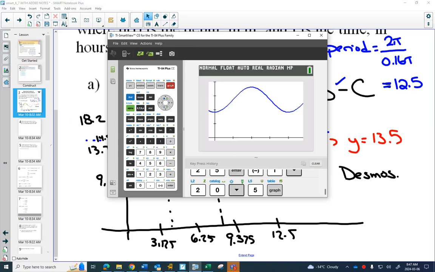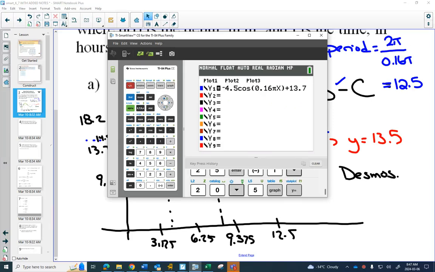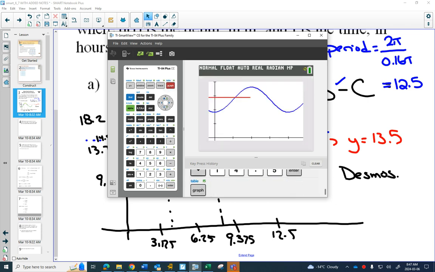In particular, I want to find out when this graph hits the 14.5, so I can go back to y equals, and in y2, I can type in 14.5. If I graph that, now there's going to be a red line at 14.5, and here is the highlighted part. The very nice thing about technology is it lets you solve for where these two graphs intersect.